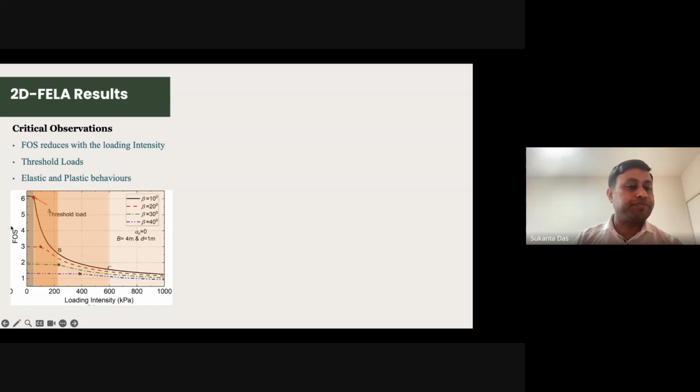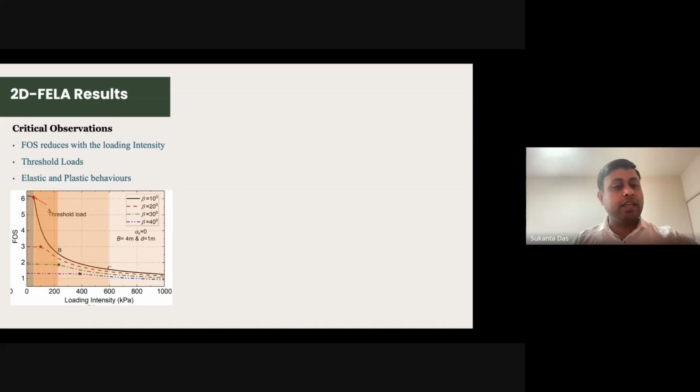After that, for 10 degree, when we increase the loading intensity, like 25, 50, there is not much change at 10 degree. If we apply a 10 kPa load, there is no change. If you increase with a very small intensity of loading, it is almost constant. Then if you increase further, suddenly the factor of safety is drastically decreased. So the stability of the slope is reducing.